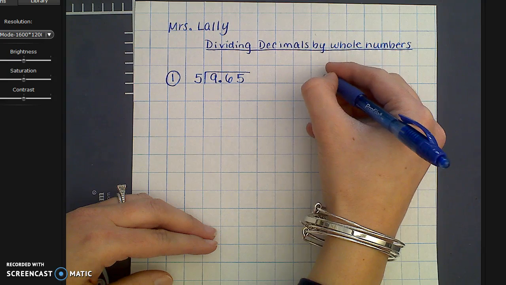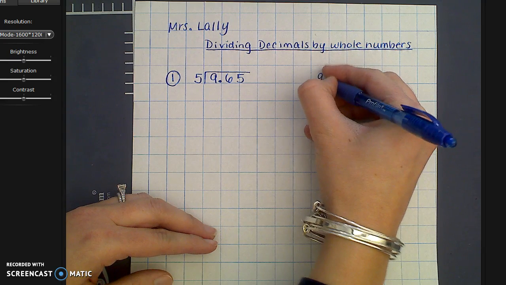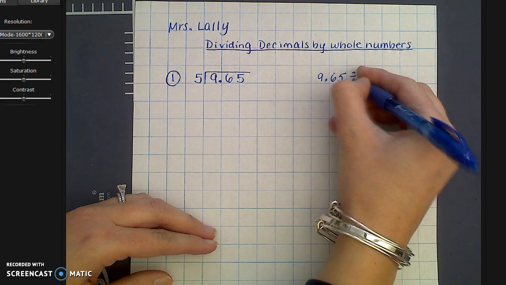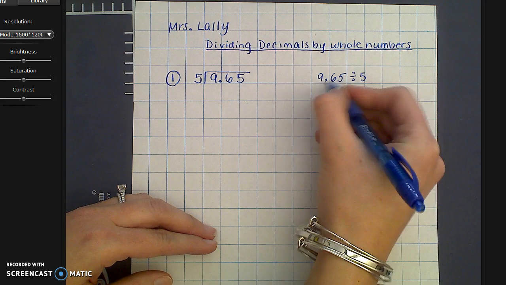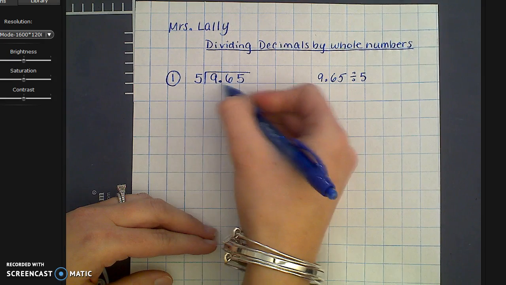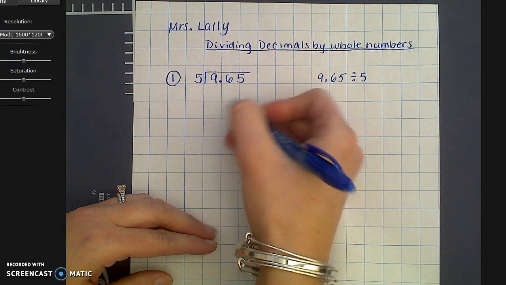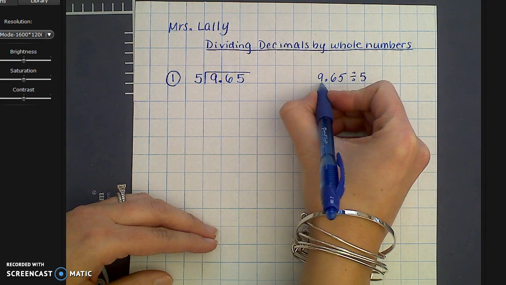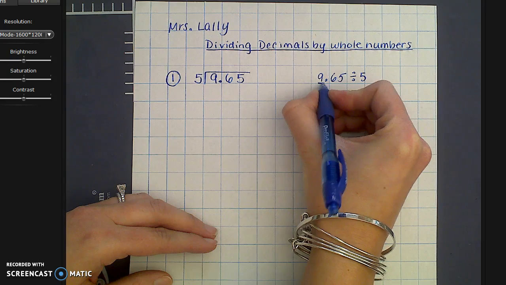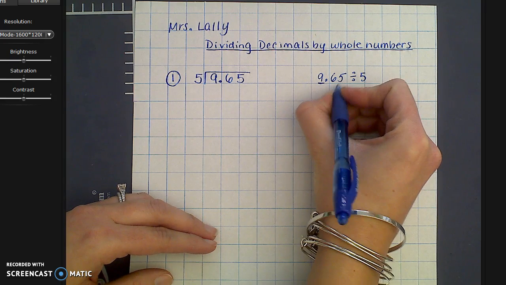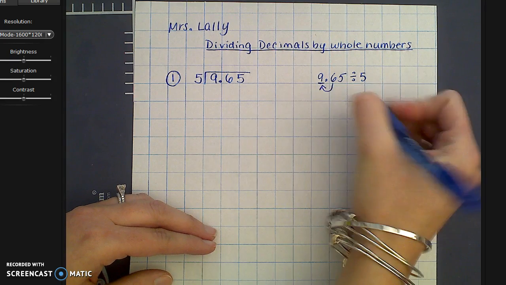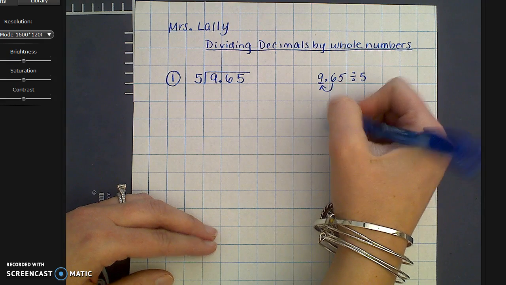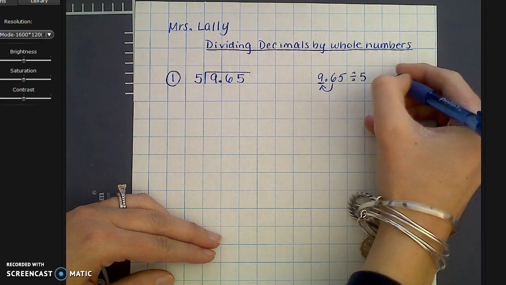So I want you to rewrite the problem on the side for the estimate. I want you to write it like this. 9 65/100 divided by 5, just like that. That way when we mark it up for rounding, we don't mess up our work area over here. We'll do it over here. So if we're going to round to the greatest place, we're going to underline the ones here. That's the greatest place in 9.65. The 6 next door will tell us whether to round up or down. So the 6 tells us to round up. So we're going to change the 9 to a 10. Write that on the side.